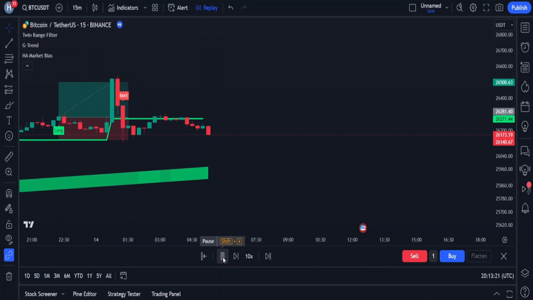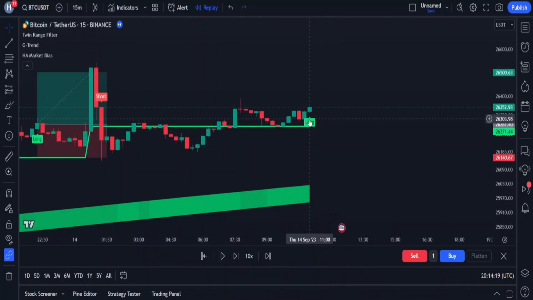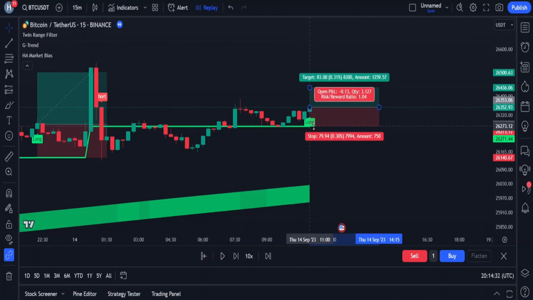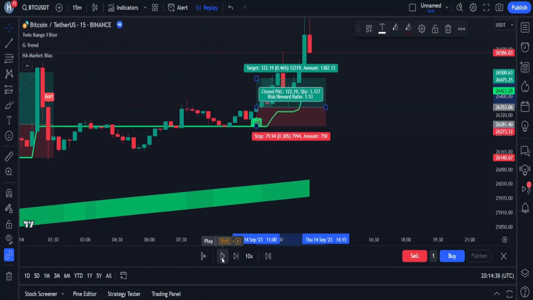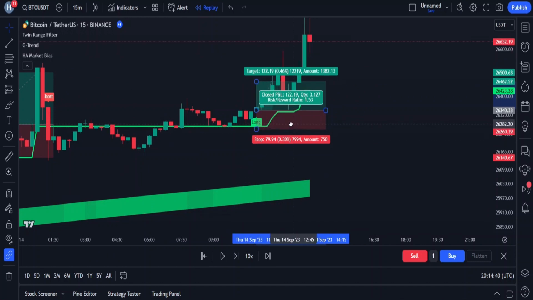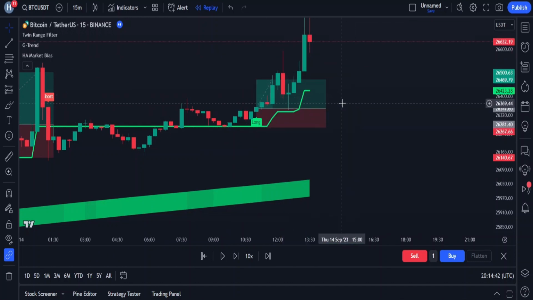Now let's take a look at another example. Here we can see we got a buy signal and the price is above the G Trend line and also the graph of the Market Bias indicator. And both of these indicators are green in color. So I'll open a buy position here. Set my stop loss at the G Trend line indicator and my risk to reward ratio at 1.5. I hope you guys have understood the rules for entering a buy trade through this strategy. Now, let's go through the rules for entering a sell trade.